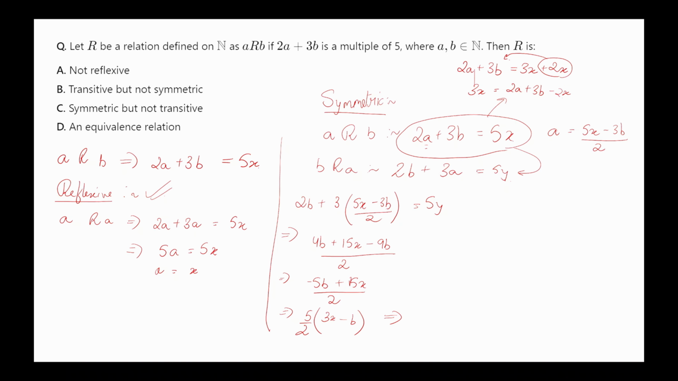Now let me replace this 3x value here. So this would become 5 by 2. This 3x would become 2a plus 3b. I also have a minus b here. So this would become plus 2b and minus 2x.